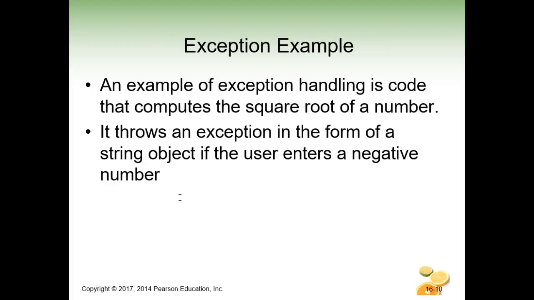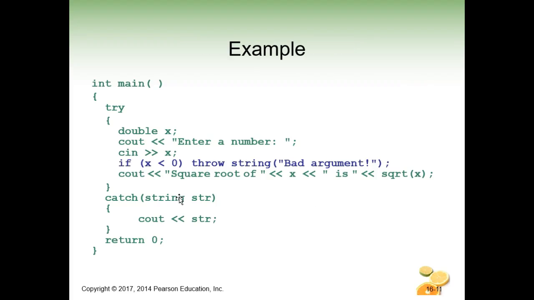So we're going to look at an example of exception handling. Okay, let me go right here and I'll show you this example. So here's a main program. Here's my try block. I declare a double X. I ask the user to enter a number. They read it in. If X is less than 0, it will throw a string that says "bad argument".